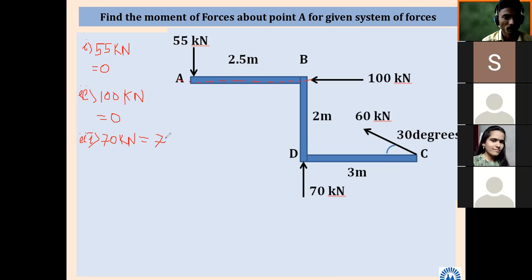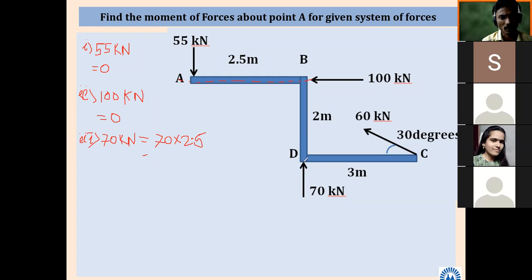Why? Because this 70 is the magnitude and 2.5 is the perpendicular distance between point A and the line of action of the 70 kilonewton force. So you should be very, very careful. You have to see this is 2.5. Friends, you have to remember this very carefully. So what will be this answer? This 2.5.